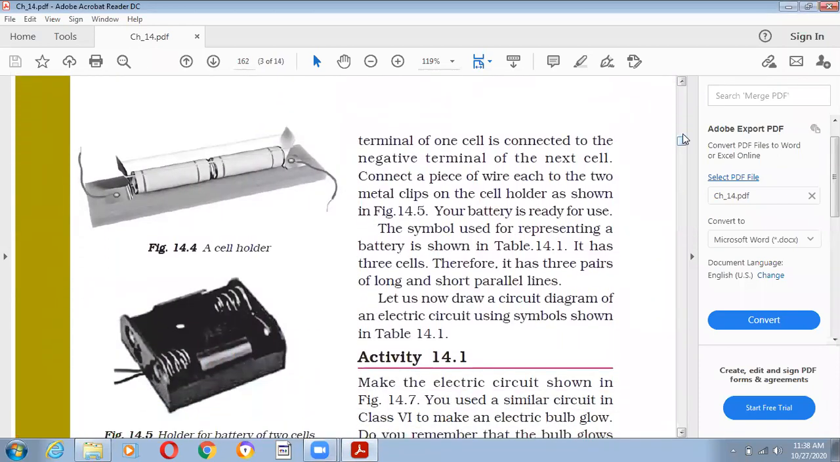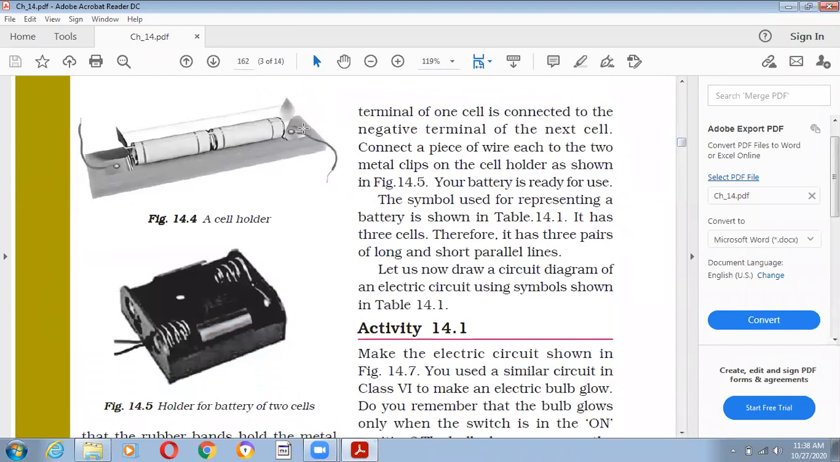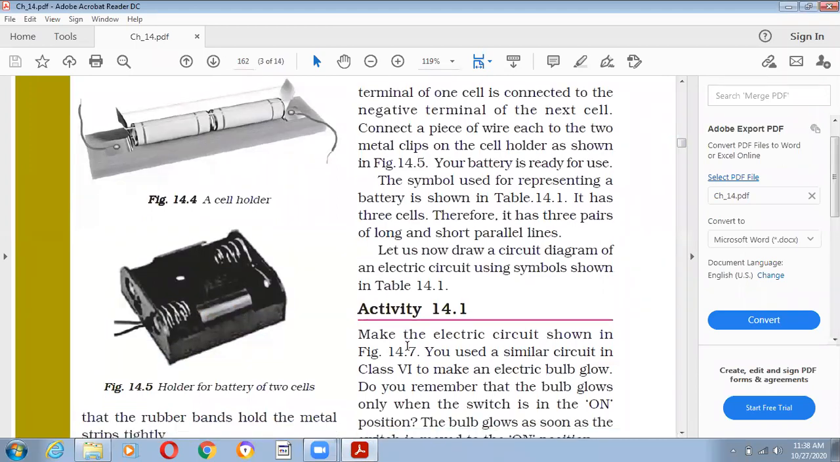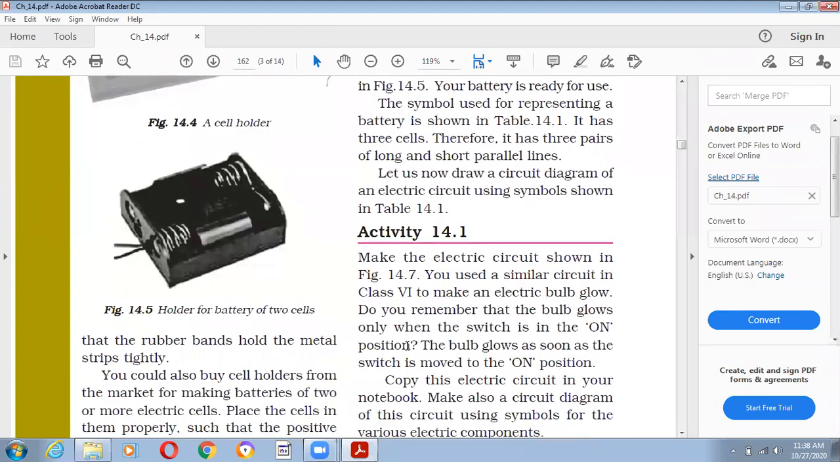So it's a cell holder. You might have seen in torch, TV remote, AC remote. So these holders are there in which the cells are placed so that they can produce current. So in series combination, the negative terminal is connected to the positive terminal of the cell, right?